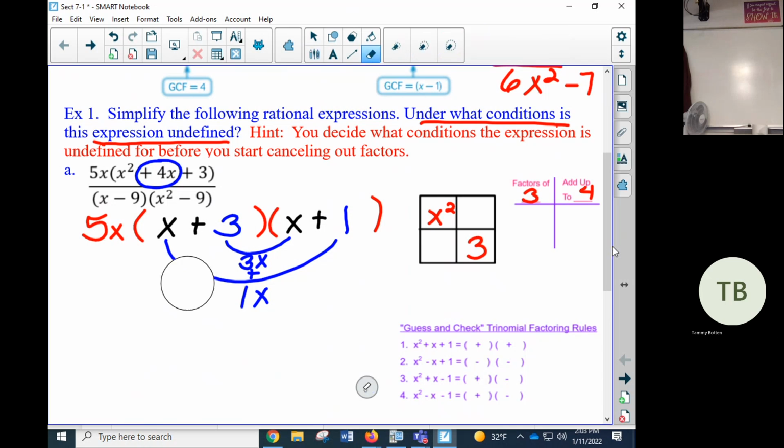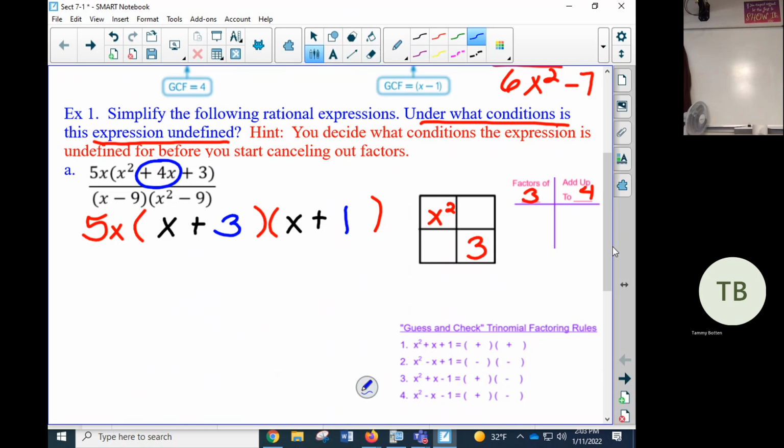So like most people, once they've factored for a while, they just kind of do it like that versus this, but it's completely up to you. If you're still wanting to do it this way, 3 times 1 gives us 3, 3 plus 1 gives us 4. So then I'd have a 3x and a 1x, and then I'd have an x and an x here, a 3 here, a 1 here, and so your factors would be x plus 3 and x plus 1, okay?